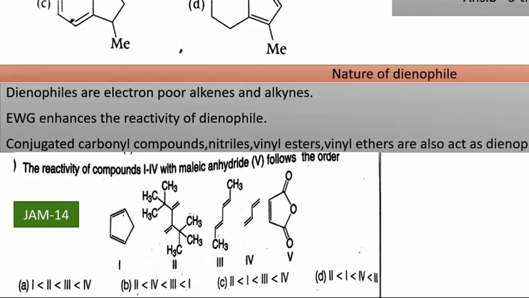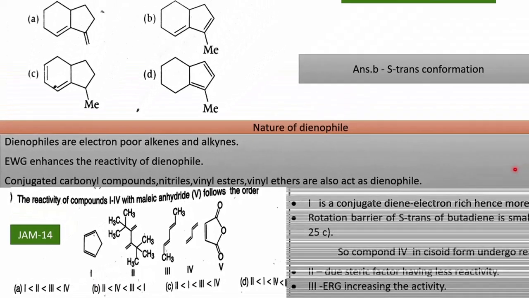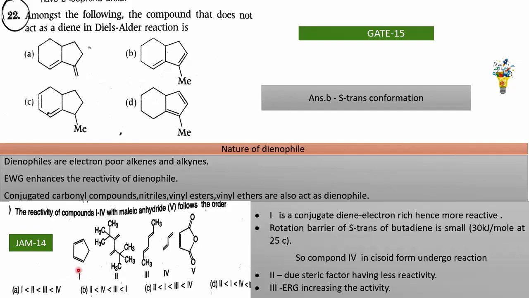Now let's go into the explanation. So 1 is the conjugated diene, electron rich, hence it is more reactive. So automatically it is in the first position among the three. It is converted into the cis-side form, so it is Diels-Alder reaction active. Then about 3, methyl groups are electron-releasing groups, so they increase the reactivity. So it follows 1.